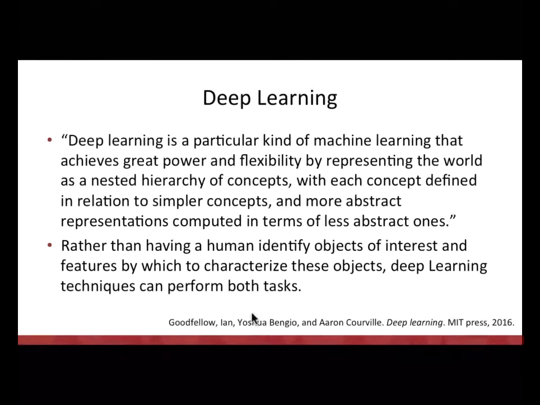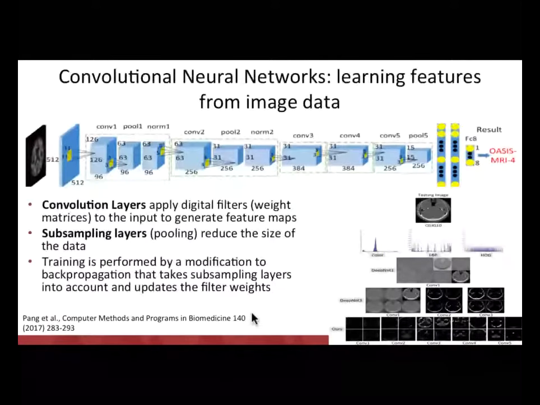So the machine learning algorithm actually learns this hierarchy of concepts that it uses then to make its prediction. So it is a bit more sophisticated than the simple models that I've shown you before. There are several common types of deep learning. This is one that we use a lot, a convolutional neural network.